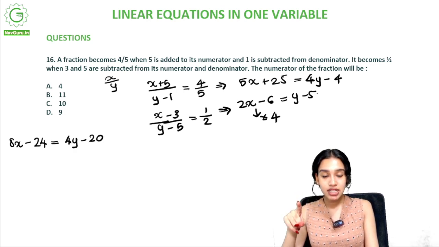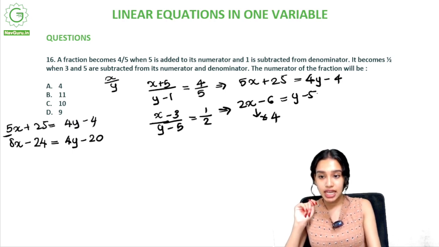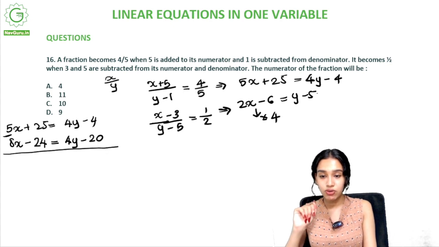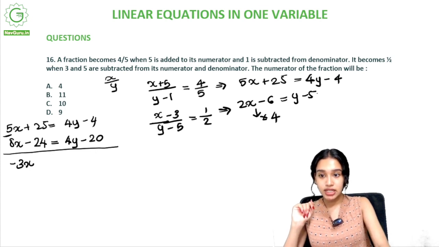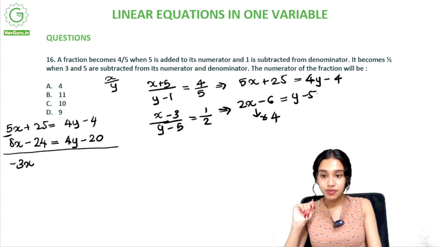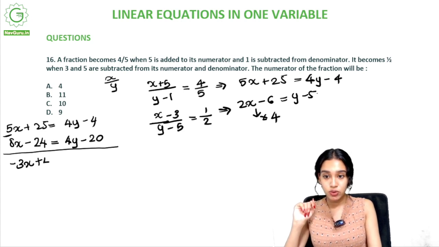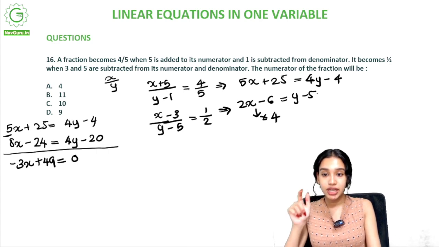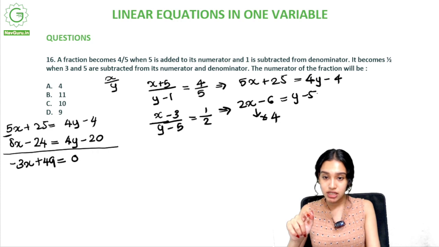Now I am subtracting from the equation 5x plus 25 is equal to 4y minus 4. We have that equation. We will subtract this equation from that equation. So we will get 5x plus 25 is equal to 4y minus 4, minus 8x minus 24 is equal to 4y minus 20. So 5x minus 8x is minus 3x. 25 minus minus 24, we will get 25 plus 24, which is 49, is equal to 4y minus 4y is 0, and minus 4 minus minus 20 becomes minus 4 plus 20, and we will get plus 16 here.